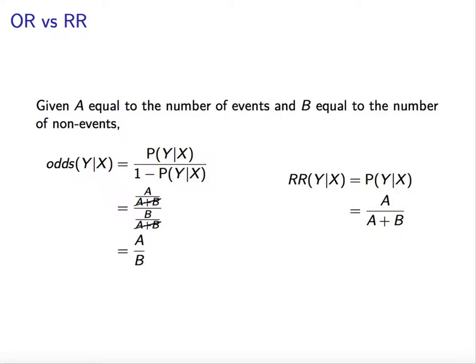The relative risk, on the other hand, is defined as the probability of y given x, which simplifies to a divided by a plus b. So this highlights one of the major advantages of modeling the odds. You don't need to know the prevalence or incidence in the population that you're studying. The sum of a and b here implicitly assumes that your counts are representative of the population under study, but we don't have to make that assumption for the odds.